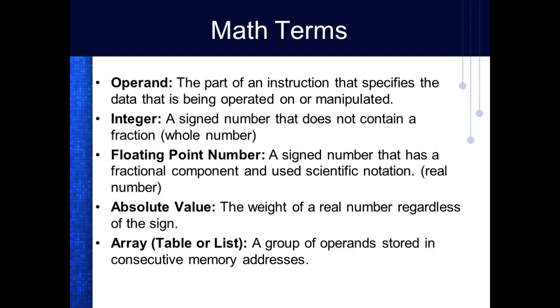You're not going to see the term floating point number used very often in newer PLCs. They call them real numbers. So if you get into Siemens, that's what they call it. It's a real number, which means what? It can have fractional components, and it also uses scientific notation. What's scientific notation?